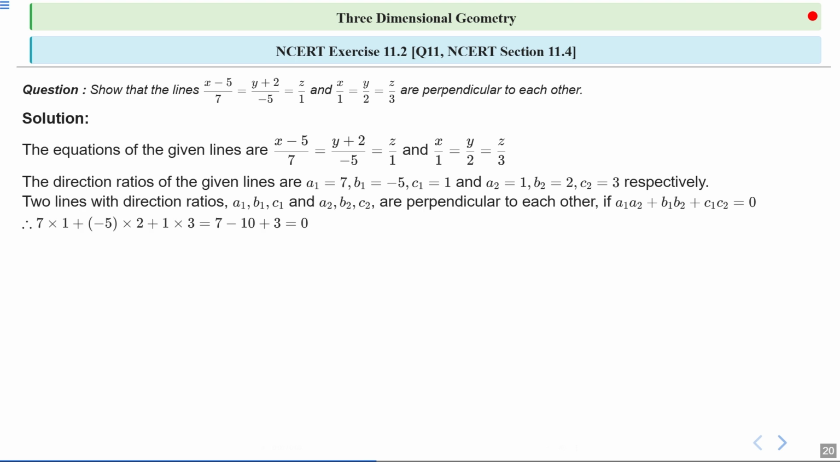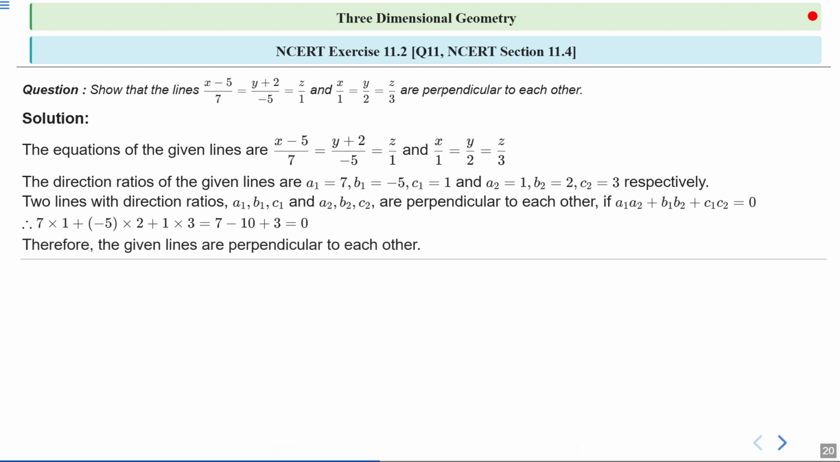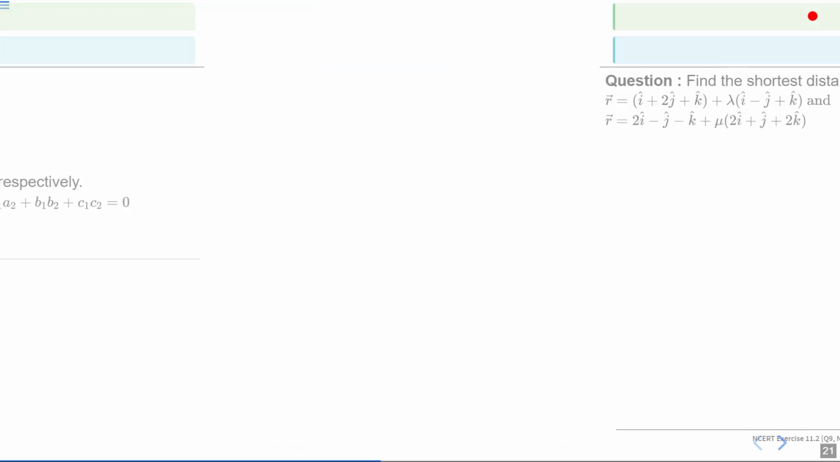Therefore, we will get 7 into 1 plus minus 5 into 2 plus 1 into 3, which is equal to 7 minus 10 plus 3, which is equal to 0. Therefore, the given lines are perpendicular to each other, right? So we have shown that the given lines are perpendicular to each other. Let's move to the next question.